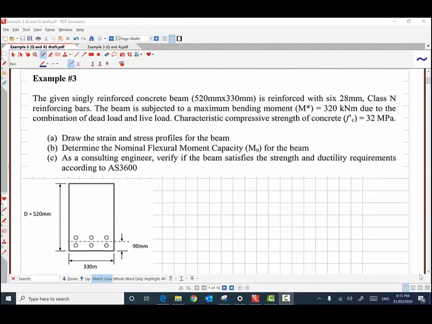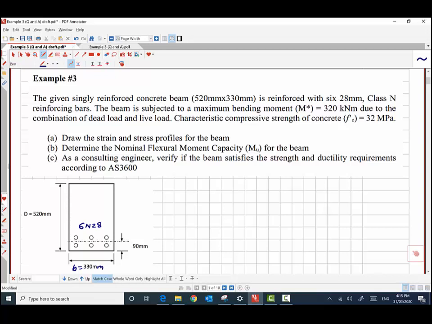In example 3, we have a reinforced concrete beam of width b equals 330 millimeter. And the overall depth of the beam is 520 millimeter. And the beam is reinforced with 6 N28 bars on the tension side. So there are 6 reinforcement, as you can see.